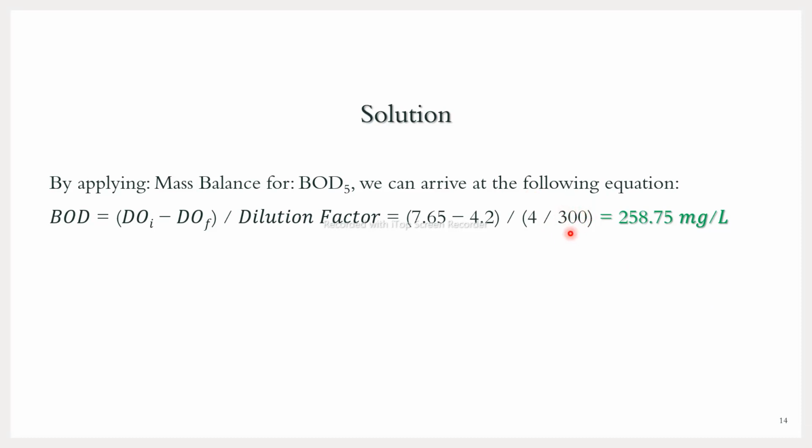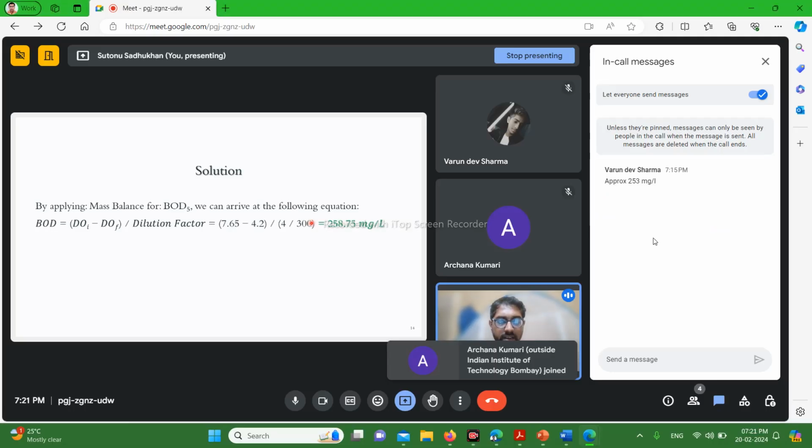This is the total volume of the water with which you have to multiply this. Then you have to divide it with 4. 4 is the actual sample, and it is the sample volume after addition of the dilution water. This is called the dilution factor. So I think you took 296, right?